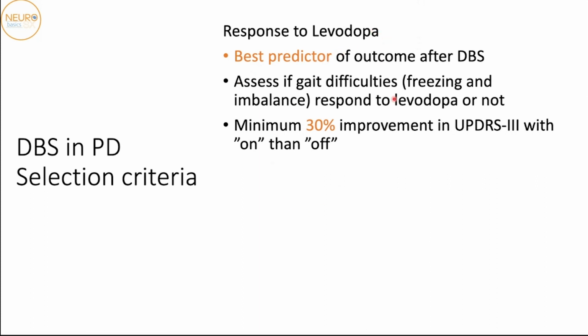The most important thing here is to figure out if the gait difficulties do or do not respond to levodopa, particularly whether the freezing and imbalance in the off period responds to levodopa or not. There should be at least a minimum 30% improvement in the UPDRS3 score when the patient is on medication than when they're off.